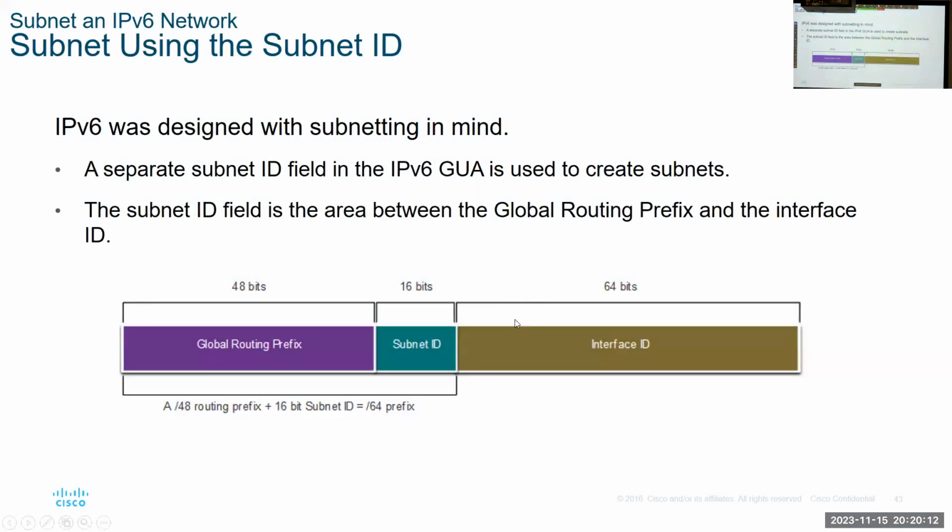All right, subnetting, like I said, you use that middle field between the 48th bit and the 65th bit. You've got 16 bits to create your subnetting scheme, and there's nothing to it. All you have to do is create a unique value, and that's your subnet.